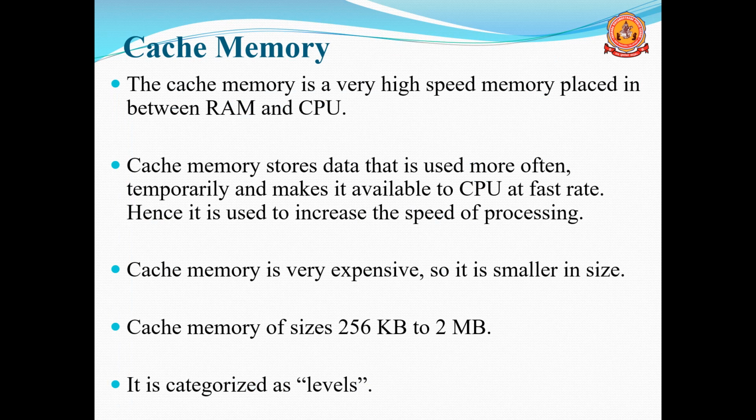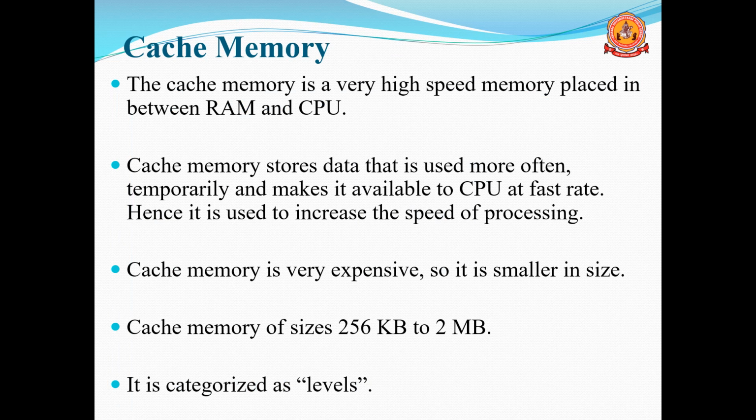Cache memory is very expensive, so it is smaller in size. Compared to other memories, like the RAM or the secondary memory, cache memory is very expensive and it is smaller in size compared to RAM. RAM will be there in 2 GB, 4 GB and so on. Nowadays we are using 8 GB, 16 GB. But the cache memory will be maximum 1 GB or 2 GB. Cache memory sizes are 256 KB to 2 MB.